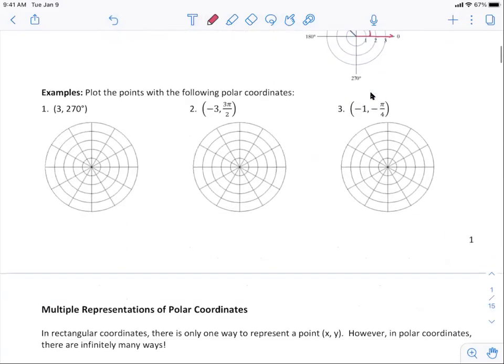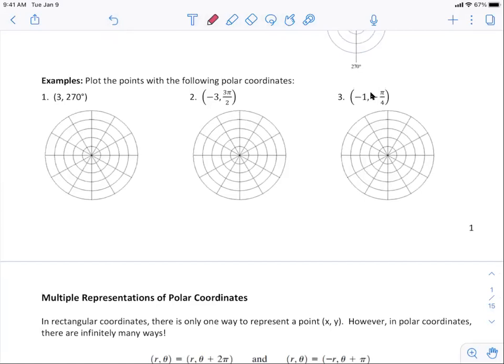So here's some examples of points that we can plot using polar coordinates. The point (3, 270 degrees). Again, we're always going to start on the polar axis, which is this one right here. So we have the pole, which is the center or the origin, and the polar axis. We need to rotate from there 270 degrees, which is going to take us down to here, and we need to plot our point 3 units away from the center. So this would be the point (3, 270 degrees).